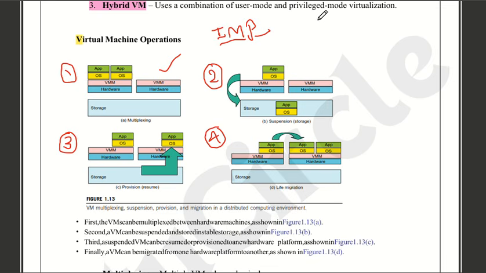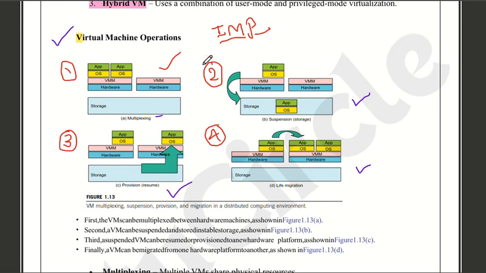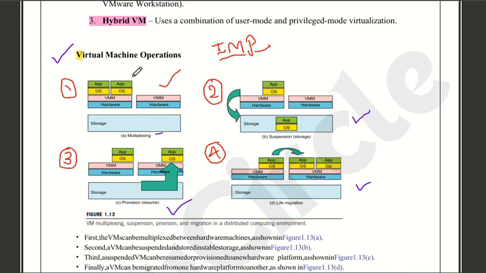This is also very important: virtual machine operations. There are only four categories: multiplexing, suspension, provision and live migration. You need to draw these four categories and explain how. It is very simple. In multiplexing, as in this diagram, one part goes into the storage, and that comes under suspension and migration.